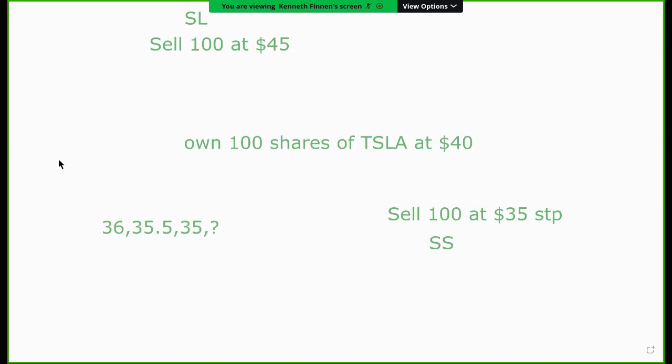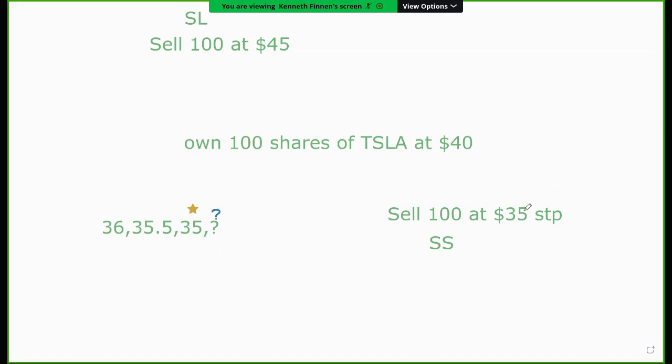So it triggers at 35, and then wherever it trades after, it will absolutely sell at the next price no matter what. And normally that's within a penny or two. It doesn't have to be. It could be at $0, $2. It could be at $100. But whatever the next price is, no matter what the price, it's going to sell it at that price. Did it make sense so far?